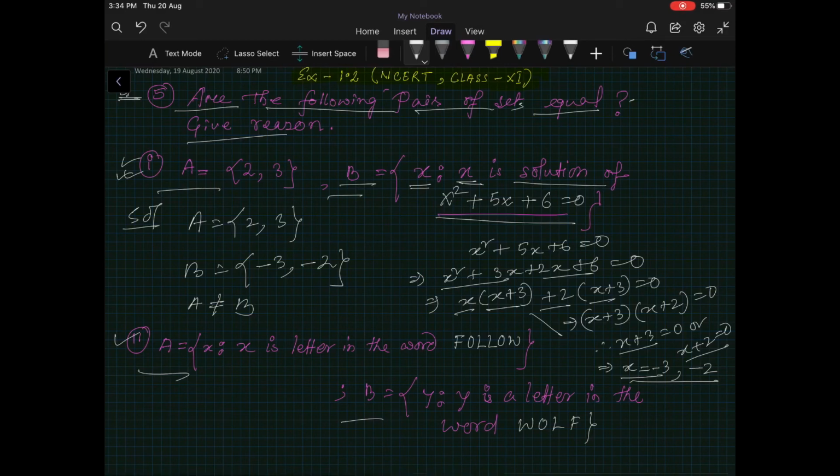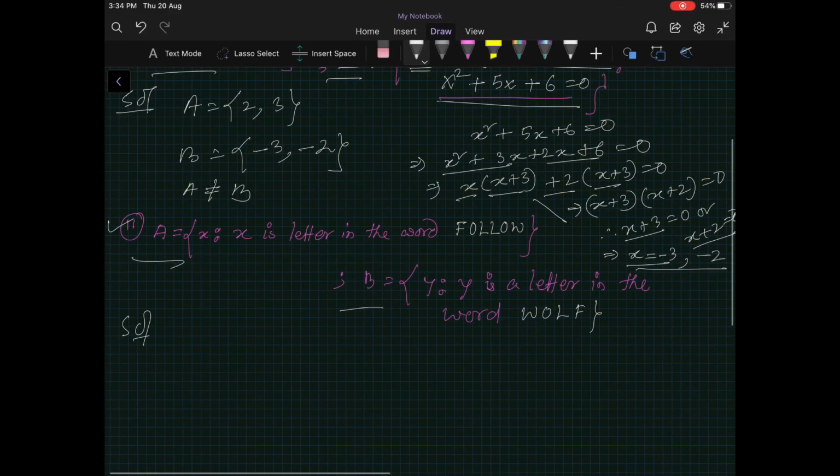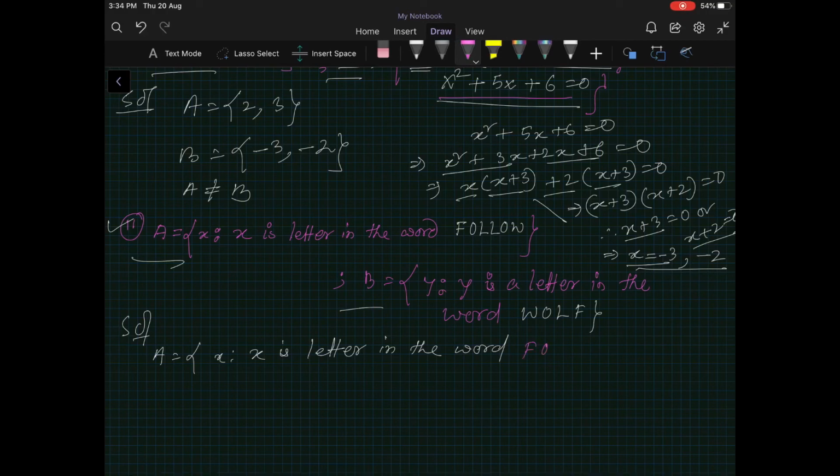Here you see, what will be the elements in set A? Set A is given as x such that x is a letter in the word follow. So A must be equal to F, O, L, W. We don't write the same letter twice. The word follow is F-O-L-L-O-W. There are two L's, but we write only one, because when you write the set of letters in a word, we don't use the same letter two times.